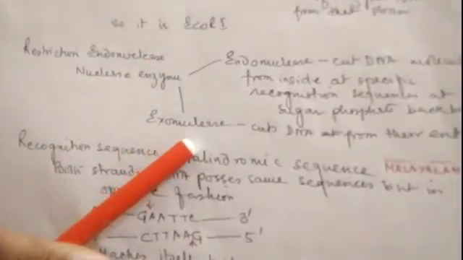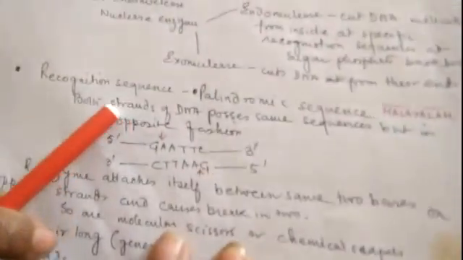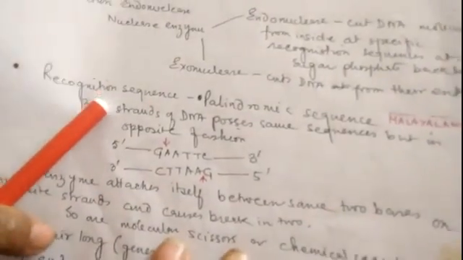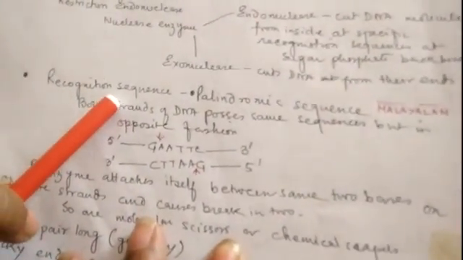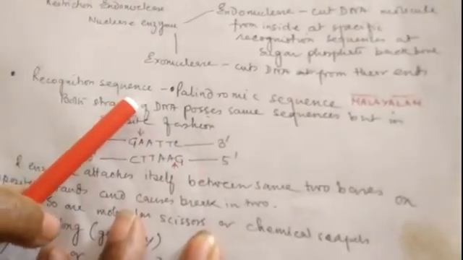So I think you have easily understood the naming process. Now we will go to the functioning of the restriction endonuclease, because it is a very vital enzyme for recombinant DNA technology.